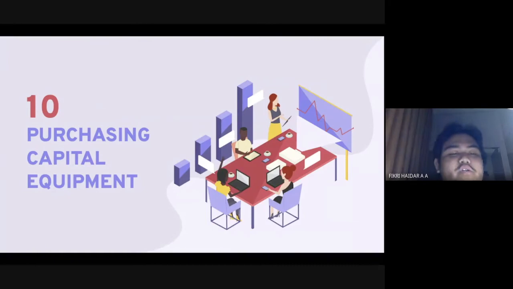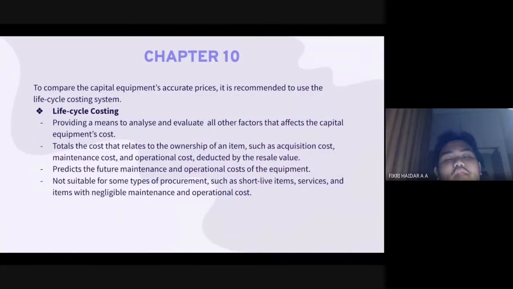Moving on to purchasing capital equipment, the first chapter. To compare capital equipment's accurate prices, it is recommended to use the life cycle costing system. The life cycle costing system provides a means to analyze and evaluate all other factors that affect the capital equipment's cost. It also totals the costs related to the ownership of an item, such as the acquisition cost, maintenance cost, and operational cost, and then lastly is deducted by the resale value. It also predicts the future maintenance and operational cost of the equipment.